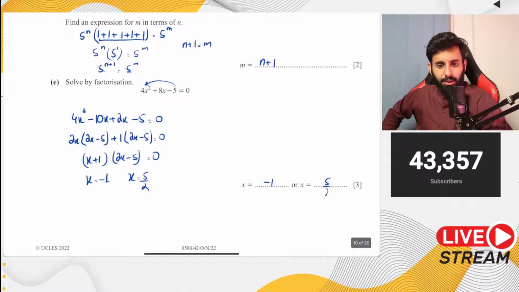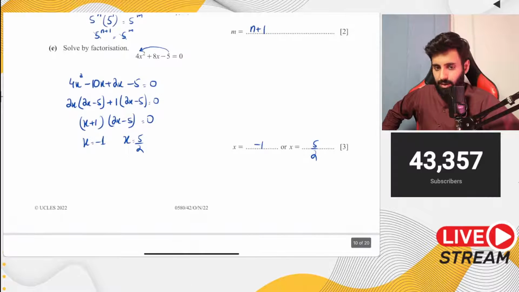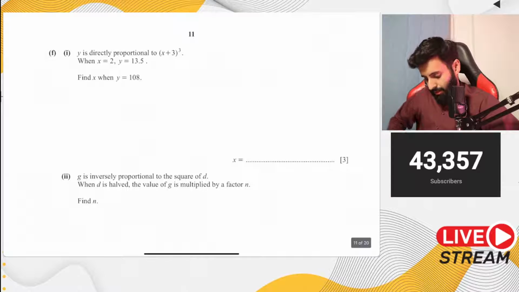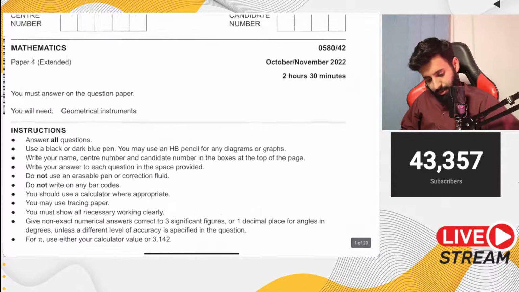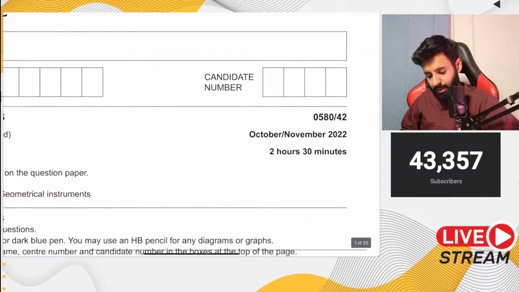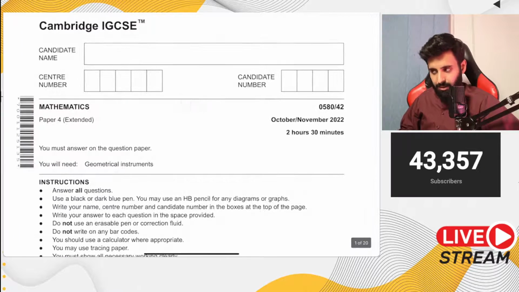Paper 2 has slightly shorter questions. Okay, paper 4 has more detailed questions. So paper 2 is of less marks and you don't need a lot of time for it. Paper 4 carries more marks and you have more time for it as well. Like for example here, this paper has how many marks? 130, and you have 2 hours and 30 minutes. Paper 2 on the other hand carries 70 marks.